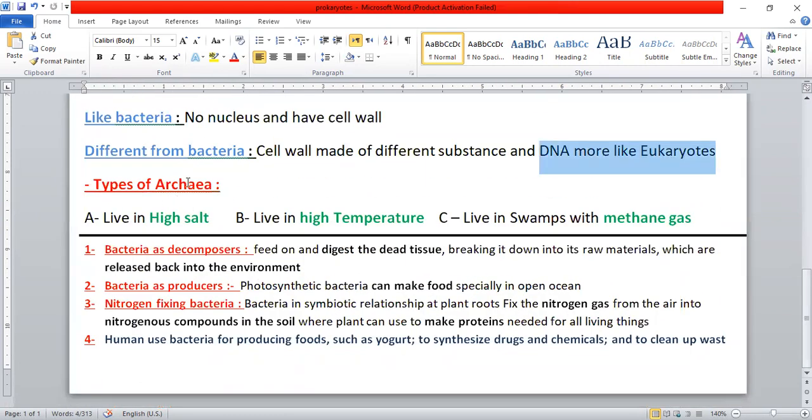The types of archaea live in extreme places, three types. They live in high salt, like the Dead Sea, okay? The archaea live in places with very high salt concentration, very high temperature like the hot springs, okay? And in the swamps without oxygen in the presence of methane gas. So three types of archaea: those that live in high salt, those that live in high temperature, and those that live in swamps with high methane gas level, okay?